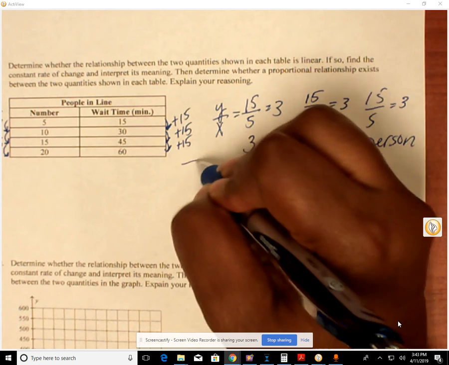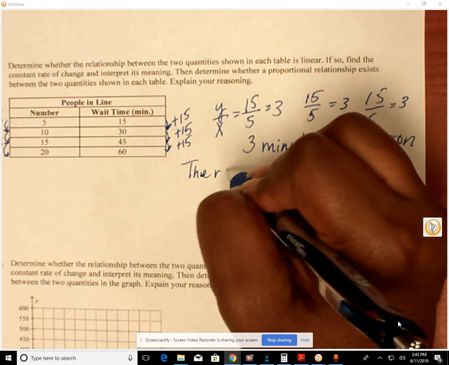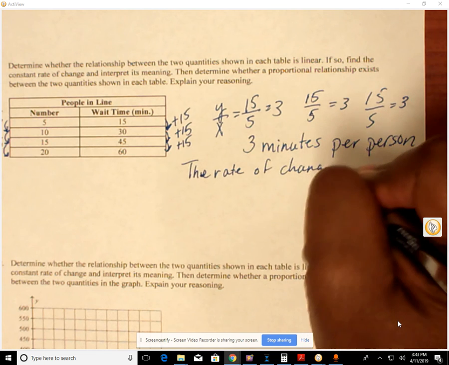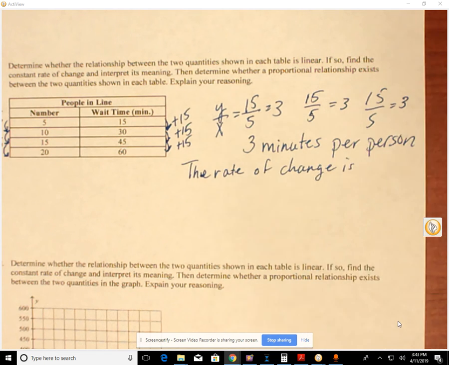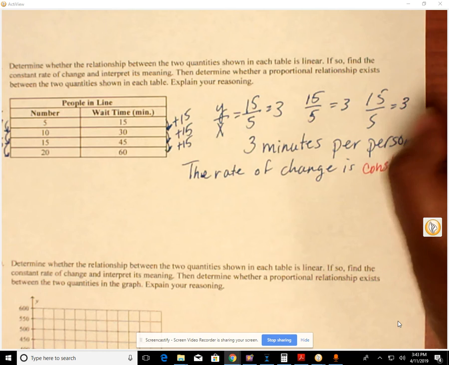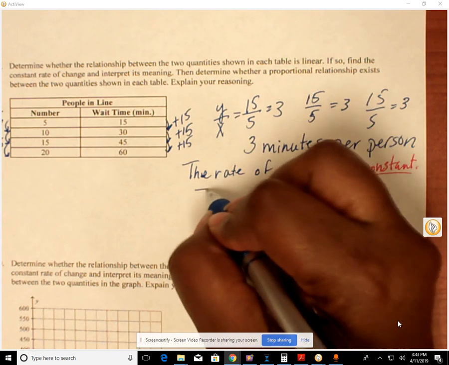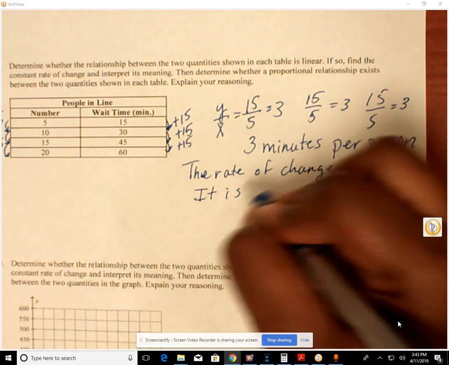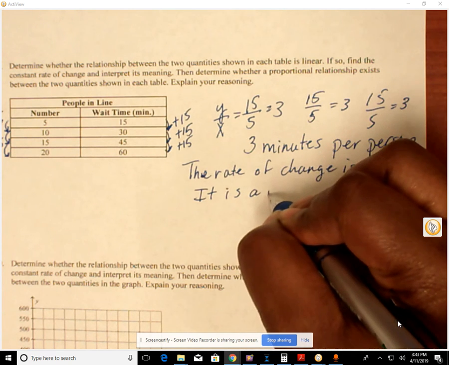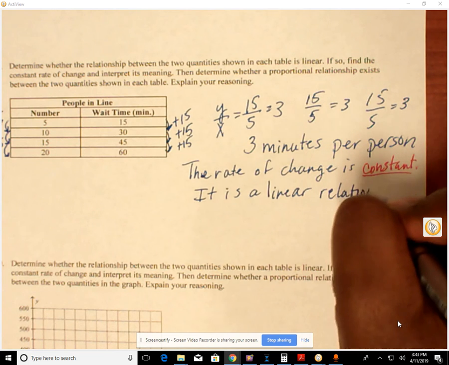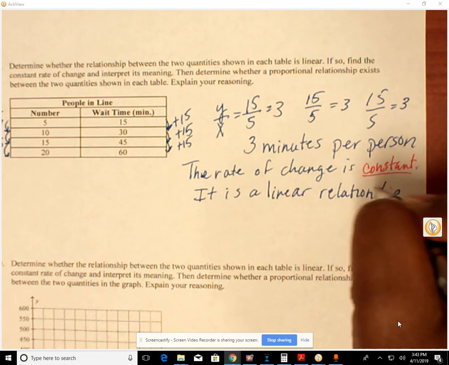So we know from that that the rate of change is constant. So if it is constant, that means it is linear. It is a linear relationship.